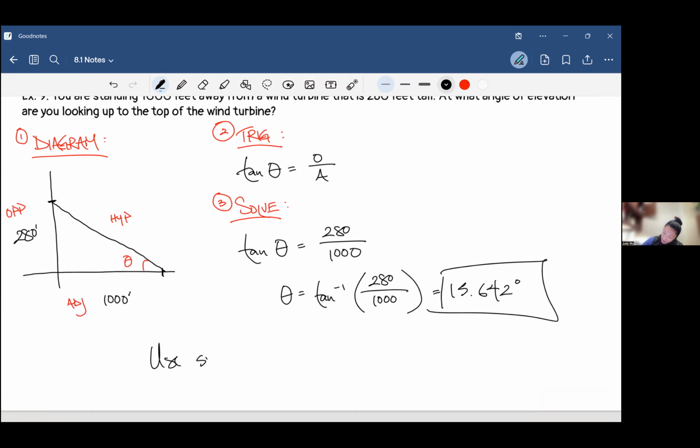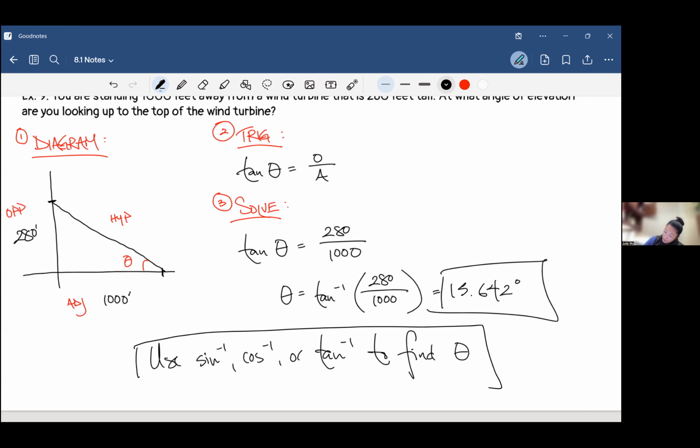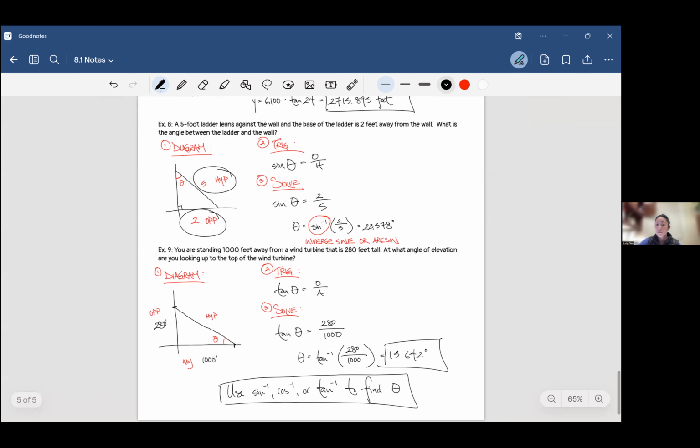Okay, so use inverse sine, inverse cosine, or inverse tangent to find angles. Right, that's probably a really important message for us. Those ones that look like 8 and 9, if we want to find an angle, we got to use that inverse or arc sine, cosine, or tangent.